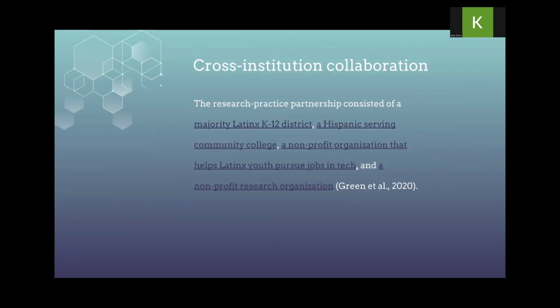And again, here, the research practice partnership consisted of a majority Latinx K-12 district, a Hispanic serving community college, a nonprofit organization that helps Latinx youth pursue jobs in tech, and a nonprofit research organization. So all of these organizations work together to create this pathway.